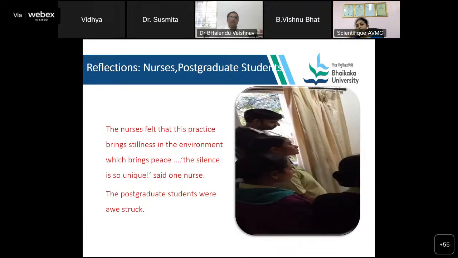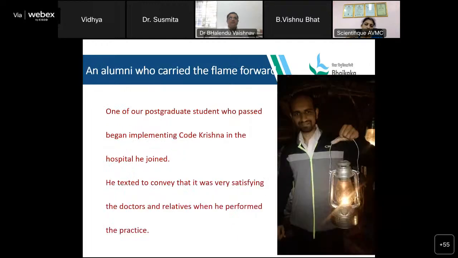The nurses felt that this practice brings stillness in the environment, which brings peace. The silence is so unique, said one nurse. And the postgraduate students were awestruck. They are all tired, working day and night. And to have a few deep breaths and be simple human beings was exceptional.